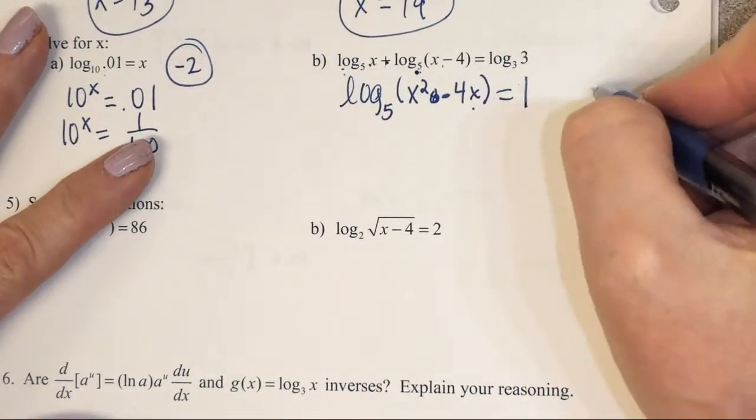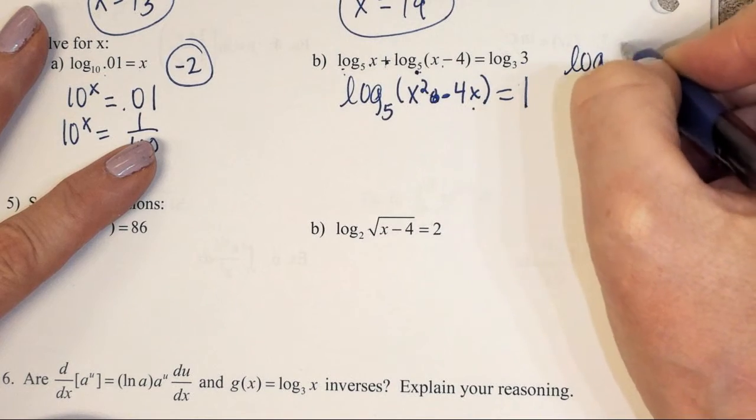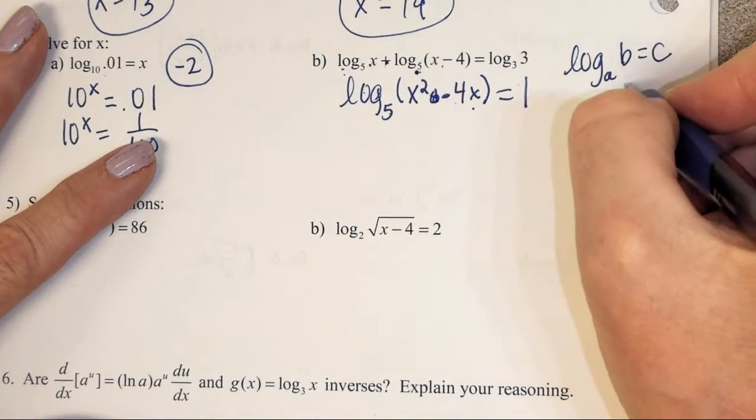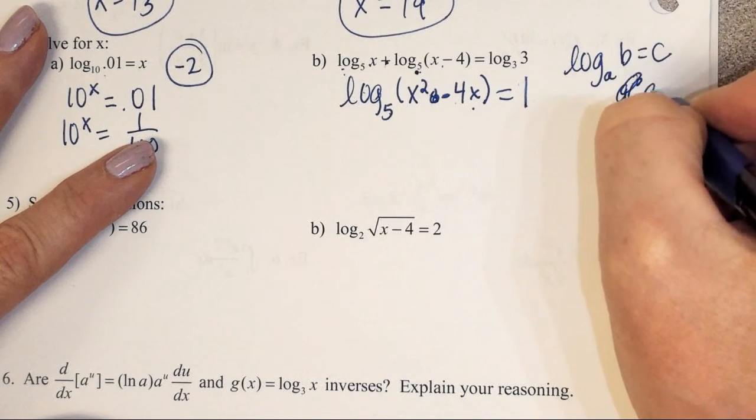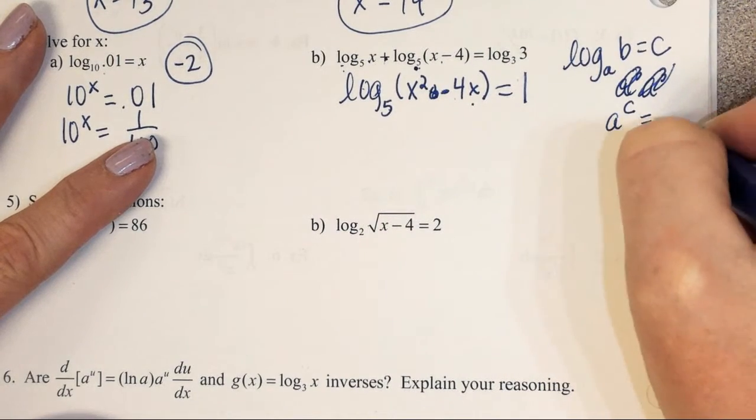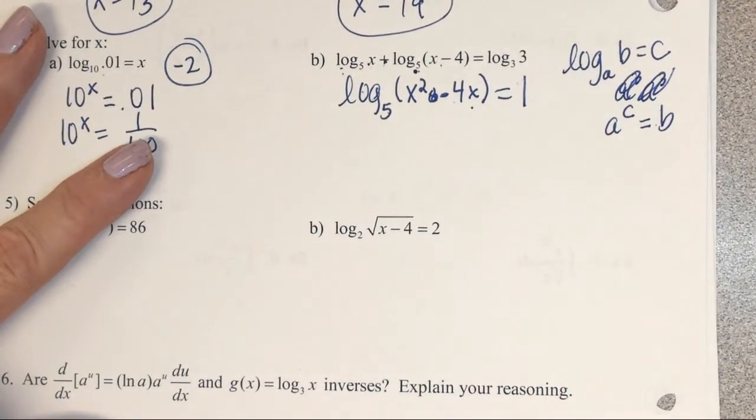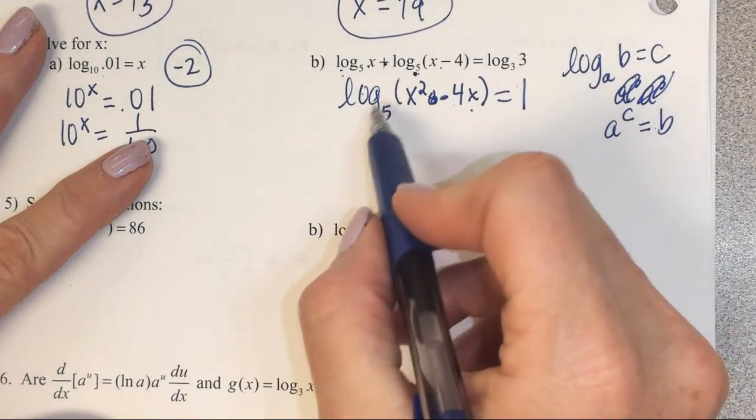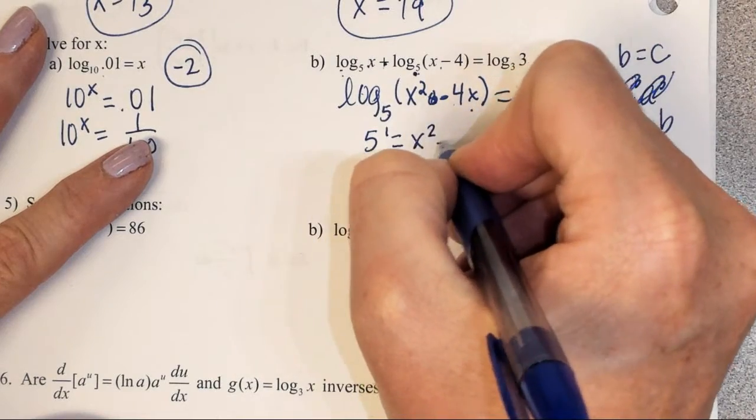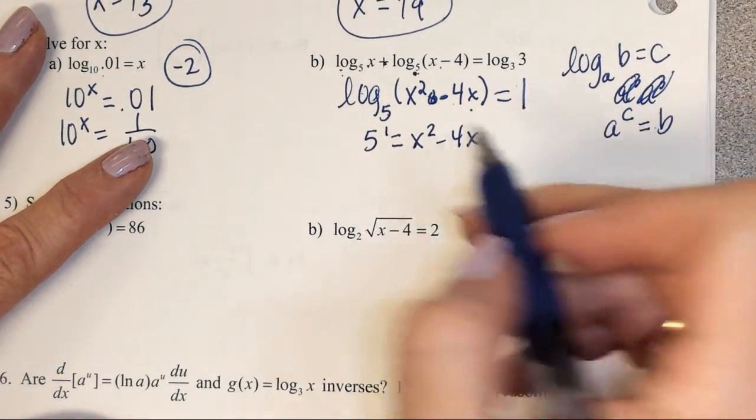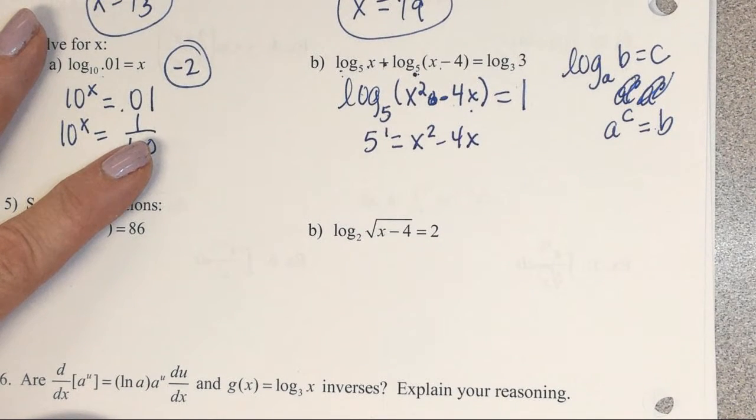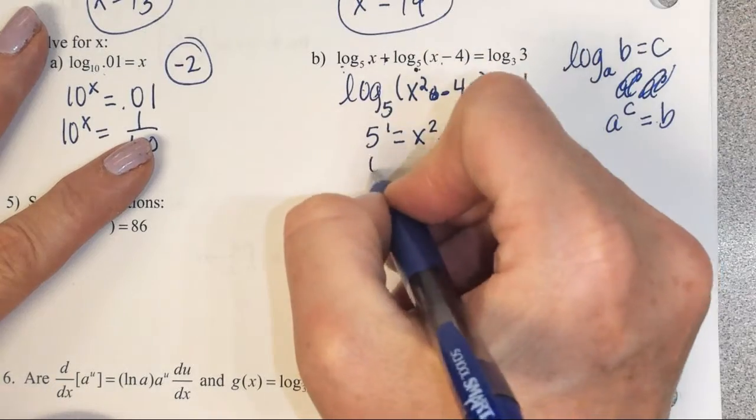So now I have a log in this formula, log base a of b equals c, basically. Log base a of b equals c. So I just do this. Oh my gosh, I keep writing 3 instead of c. So it's a to the c equals b. So this is going to be 5 to the first equals that. How do I solve a problem like that? It's a quadratic, so I need to get it set equal to 0.